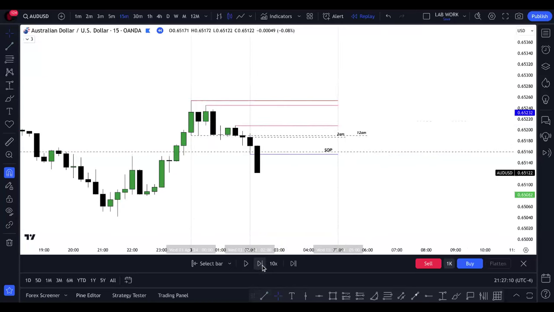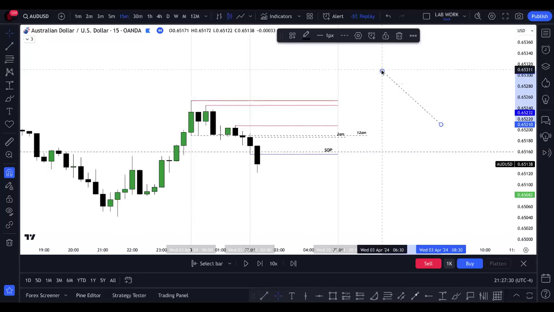Play it forward to see what happens. Price comes down. Look at that. Price comes down. At this point, now I'm engaging with you guys again. Can you show what you use to draw your lines? Like this?